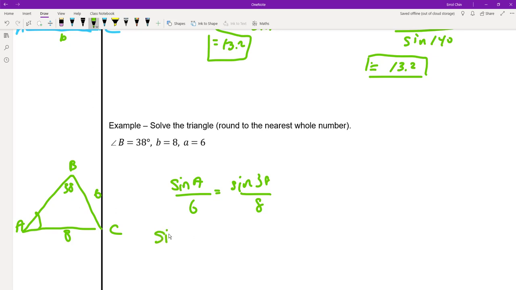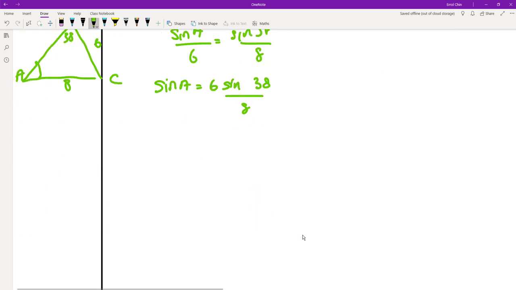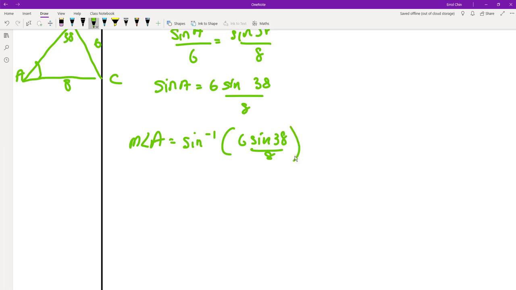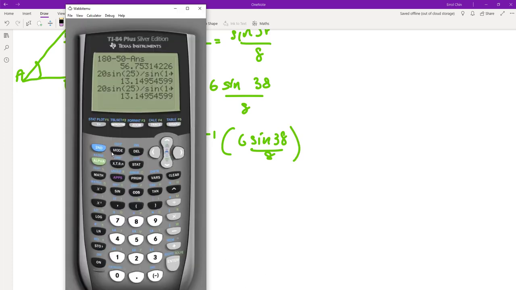Now, sine of angle A is equal to 6 sine 38 over 8. We're not asking for sine of angle A, we're asking for measure of angle A. So measure of angle A, now I'm going to have to do the sine inverse. Sine inverse of 6 sine 38 over 8. And it better be smaller than 38 degrees. Okay, it better be smaller than 38 degrees.